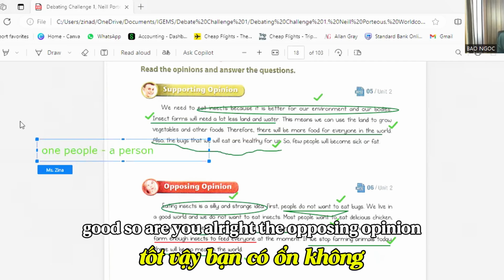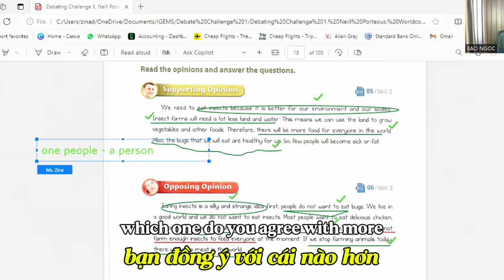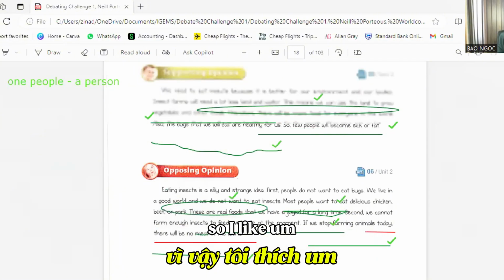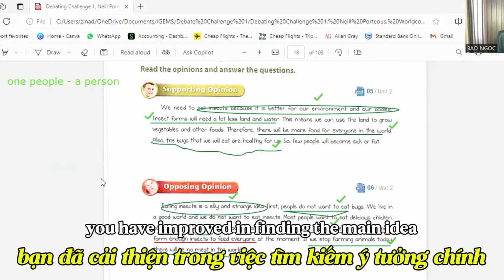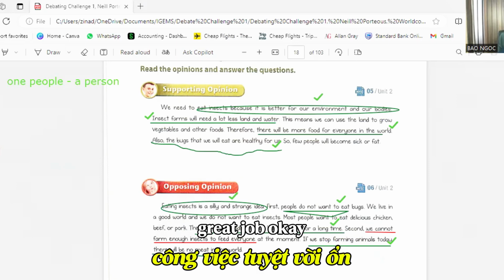So all right, the opposing opinion. Yes, I think I already asked that. Which one do you agree with more? And I think you said the opposing opinion. Good. So I like, since our first lesson, you have improved in finding the main idea and supporting ideas. Wonderful. Great job. Okay, there we go.